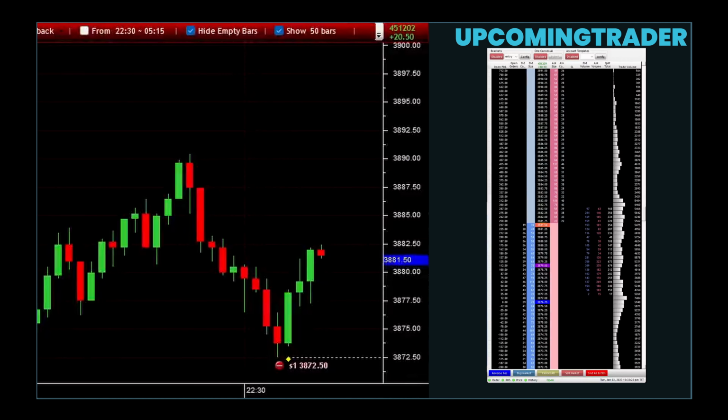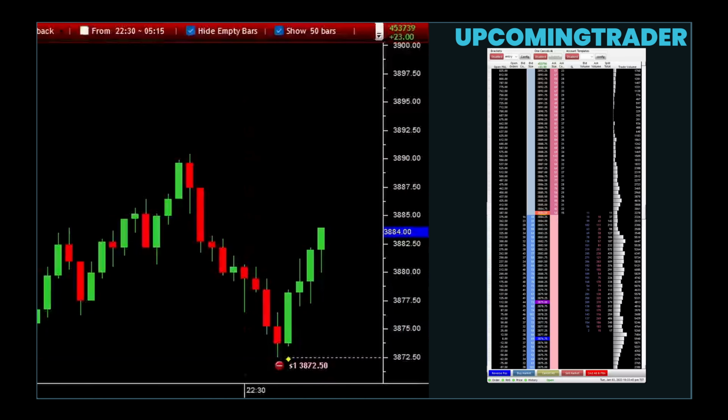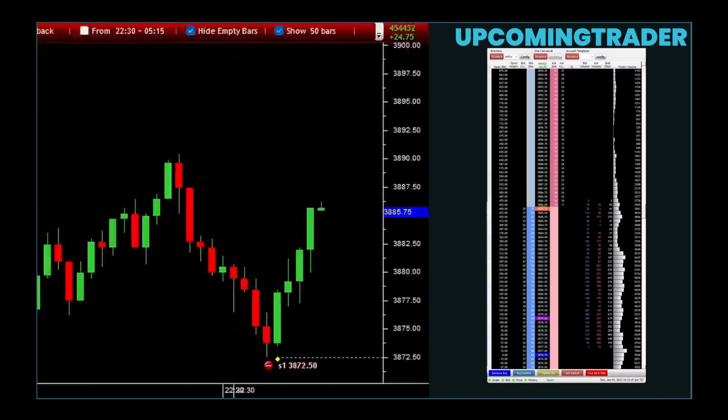The platform's user-friendly design means you can easily customize your chart layouts, ensuring that the most relevant data is front and center. This customization helps you stay focused on the key information that drives your trading decisions, making Trader Pro an invaluable tool for any serious trader looking to refine their strategies and improve their results.